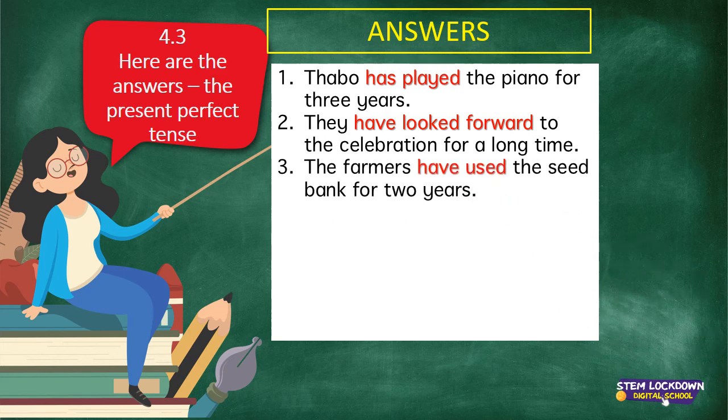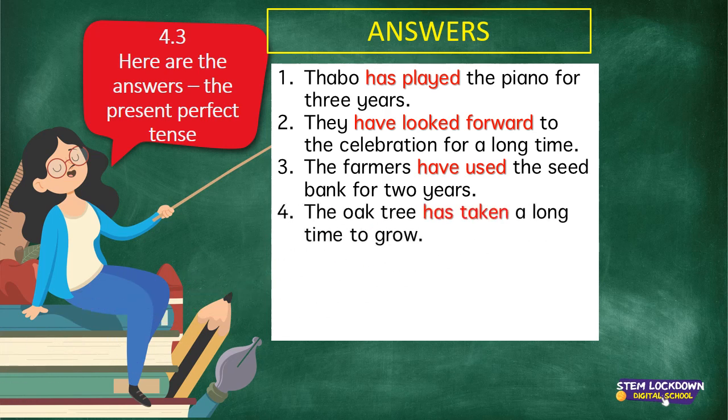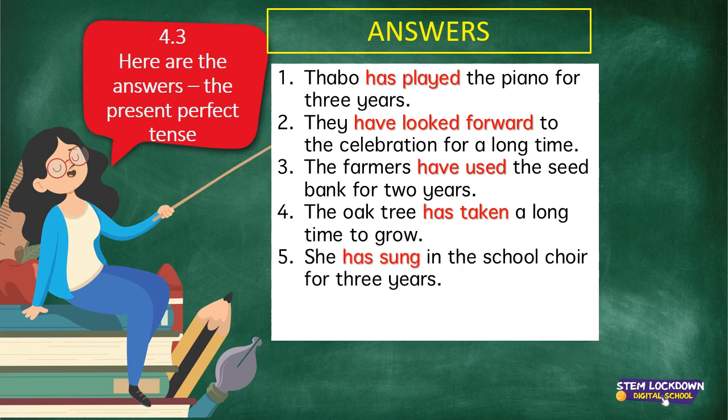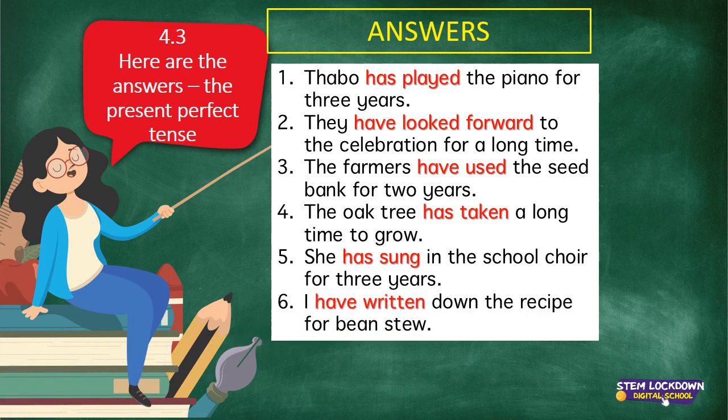Number 3, the farmers have used the seed bank for 2 years. Number 4, the oak tree has taken a long time to grow. Has taken. Number 5, she has sung in the school choir for 3 years. Has sung. And number 6, I have written down the recipe for bean stew. Have written. How did you do? Did you recognize the present perfect verbs in each sentence? Well done. Great.